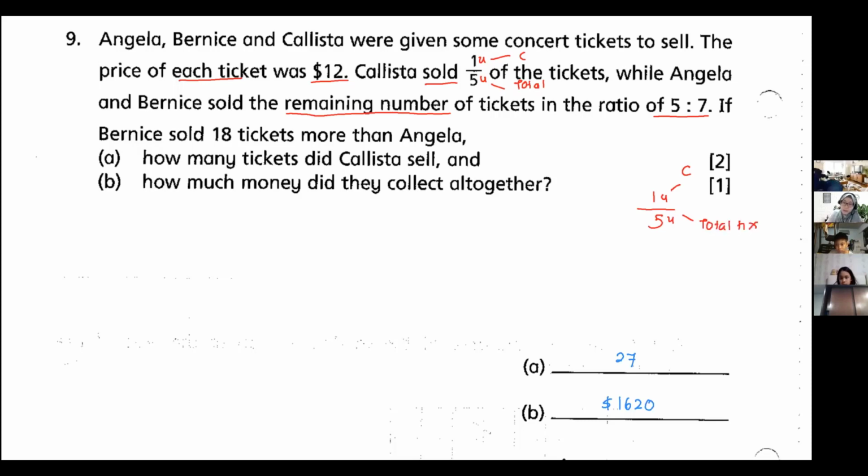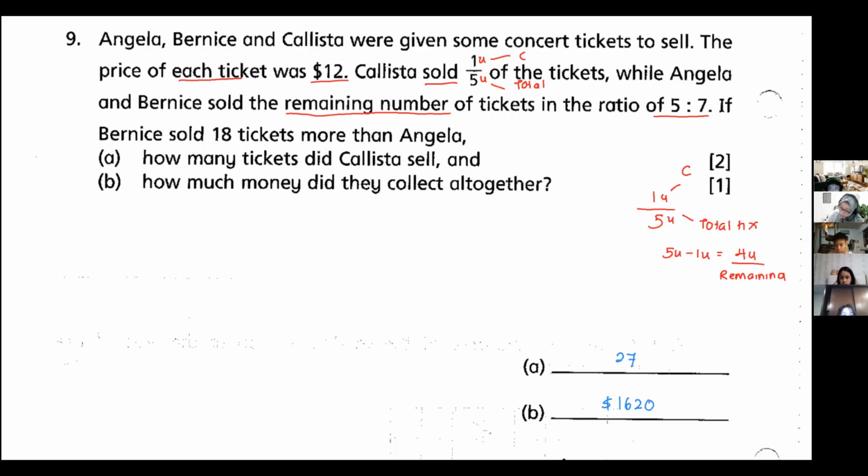So to find the remainder, what I'm going to do is minus. Remaining means if you give someone something, you're going to have a balance. That balance is called the leftover, the remainder or remaining. So I take 5 units minus away 1 unit, I get 4 units. This is my remaining tickets.